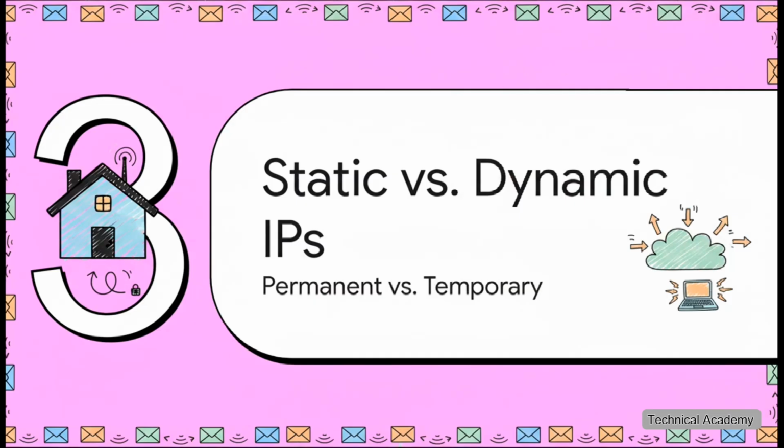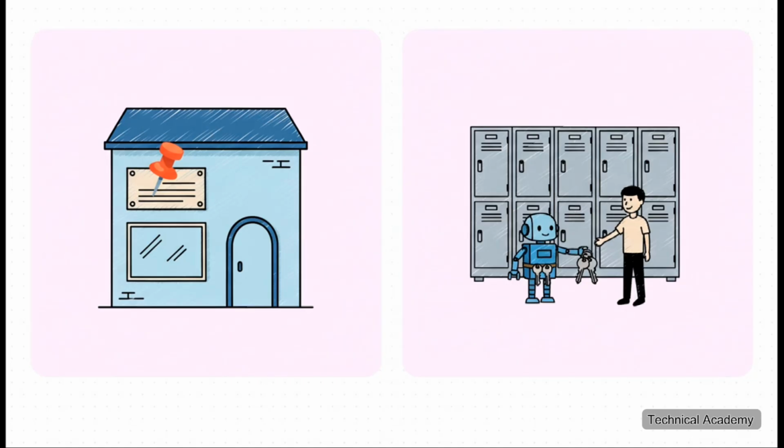Okay, so we've got public versus private down, but there's another key distinction we need to talk about: whether an IP address is permanent or just temporary. To get your head around this one, think about the difference between having a permanent reserved P.O. box at the post office versus just being assigned a random temporary locker every time you go to the gym. A static IP is just that, static.